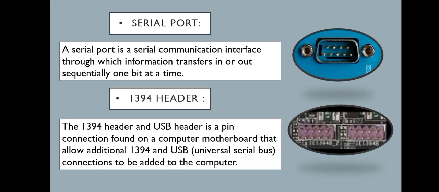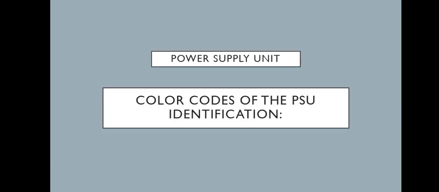1394 header. The 1394 header and USB header is a pin connection found on the computer motherboard that allows additional 1394 and USB, or Universal Serial Bus, connections to be added to the computer. Power Supply Unit. Color codes of the PSU identification.